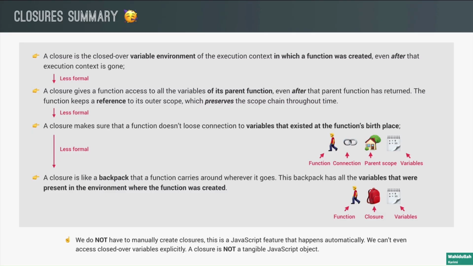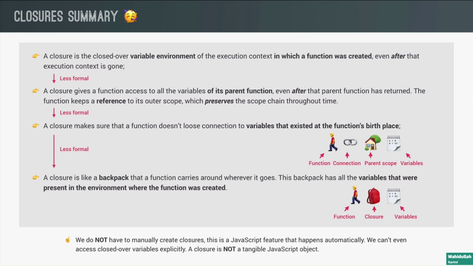Also, there is no way for us to explicitly access closed over variables. That's because closures are not like a tangible thing. They're not like an object or so that we can access. So we cannot just reach into a closure and take variables from it. That's impossible, because a closure is just an internal property of a function. We can observe that a closure happens, because functions magically keep having access to variables that should no longer exist, but we cannot directly access these variables.